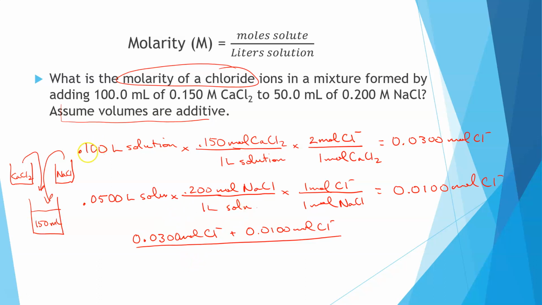Because 0.1 liter and 0.05 liters is 0.15 liters, or 150 milliliters. And so when I do that, I get 0.267 molar Cl minus. Okay, hope that helps.